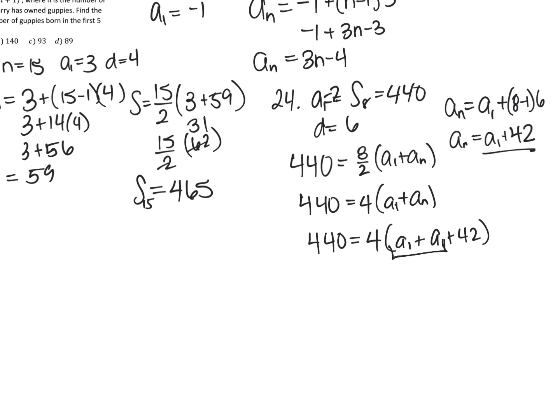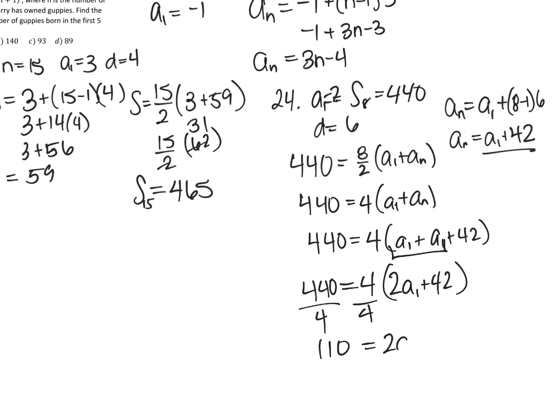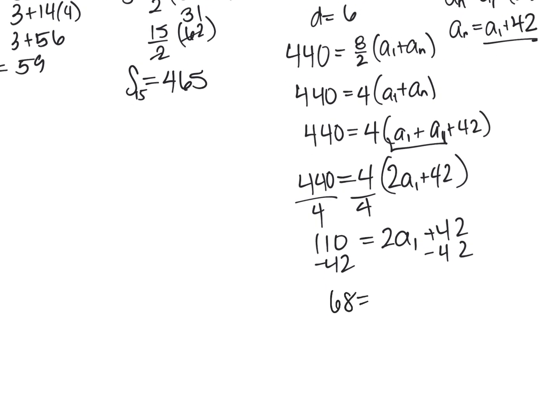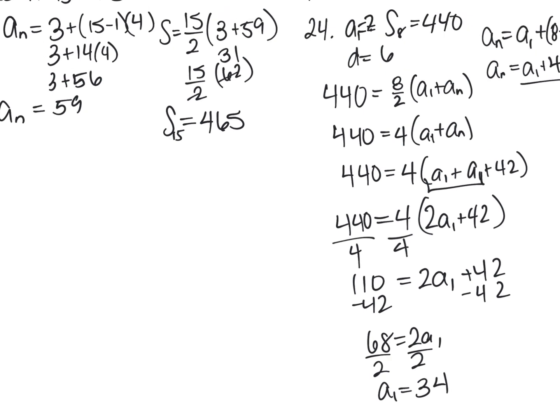Now this is where people mess up. A1 plus A1 is 2A1, plus 42. It's times 4. And I have the option of distributing or dividing by the 4. I like dividing by the 4 because it makes my numbers smaller. So 110 equals 2A1 plus 42. Minus the 42, we get 68. 68 equals 2A1, divide by 2, and A1 equals 34. There will be a problem like this on the test, so pay attention to how to do that one.